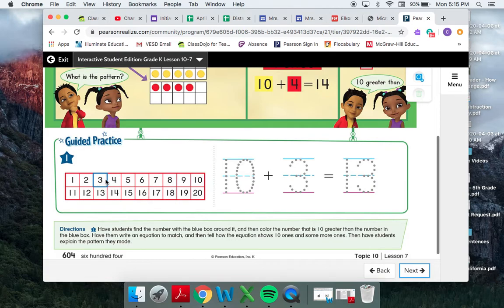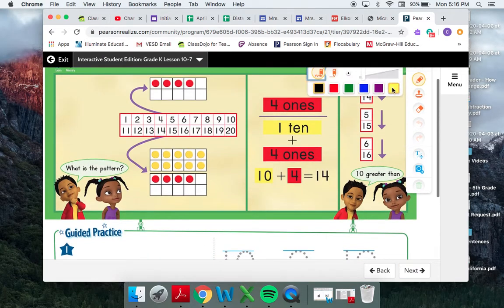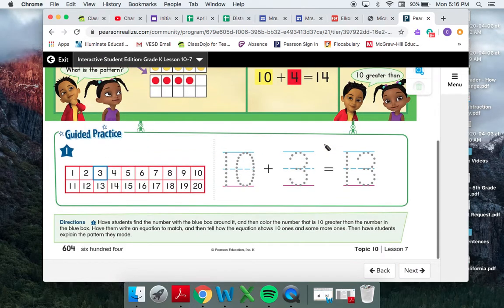So if we started at 3 and we counted on 10 more, we would count 1, 2, 3, 4, 5, 6, 7, 8, 9, 10. They should be stopping on the number directly under the 3, which is 13. So the students are then going to put a circle around that number. Okay, there we go. So since we counted on 10 more, we're going to write the number 10.